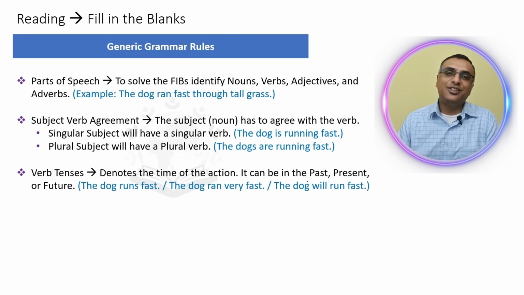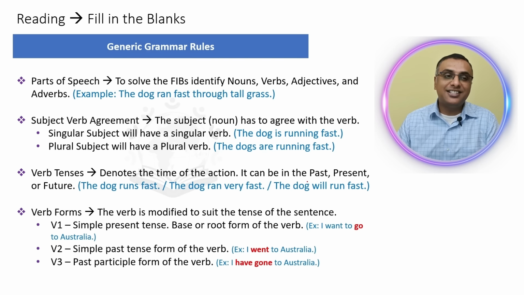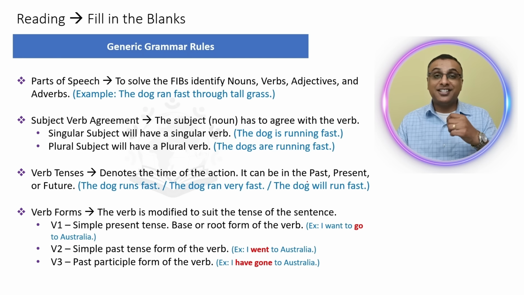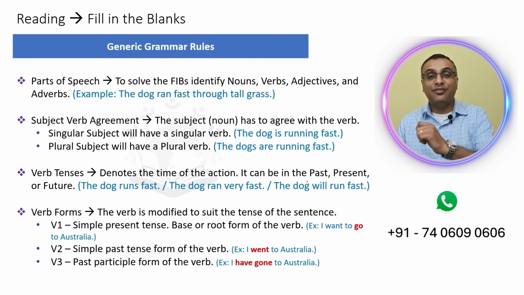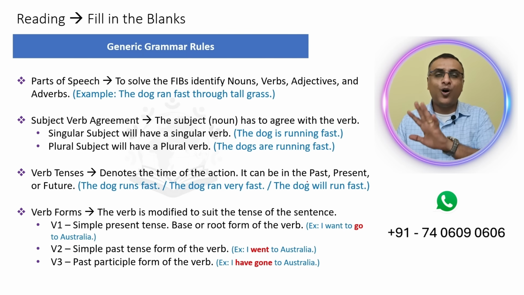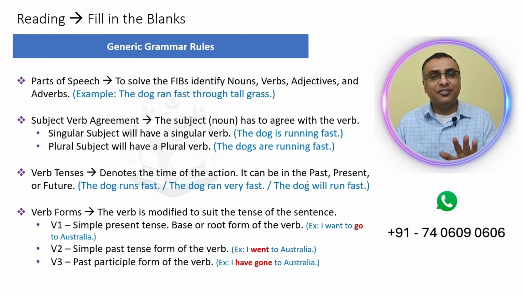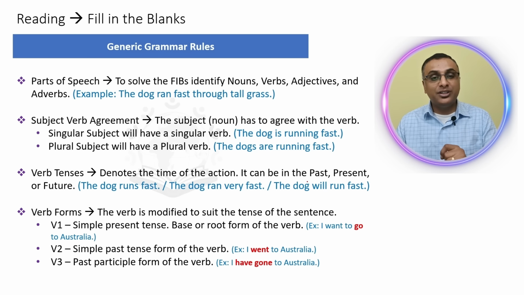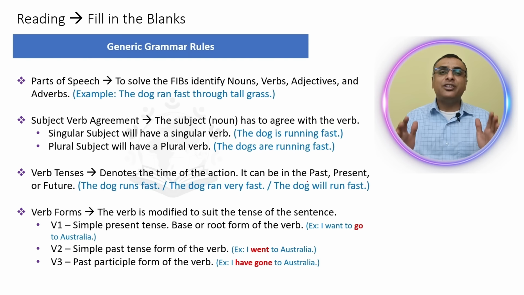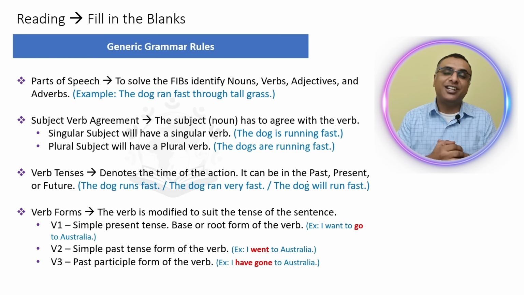After understanding the verb tenses, let's understand the verb forms, which is nothing but V1, V2, and V3. You would have heard it all over the internet. What is V1, V2, and V3 all about? Let's understand them. It means the verb is modified to suit the tense of the sentence. You can modify the verb to come up with a perfect tense for a particular sentence.